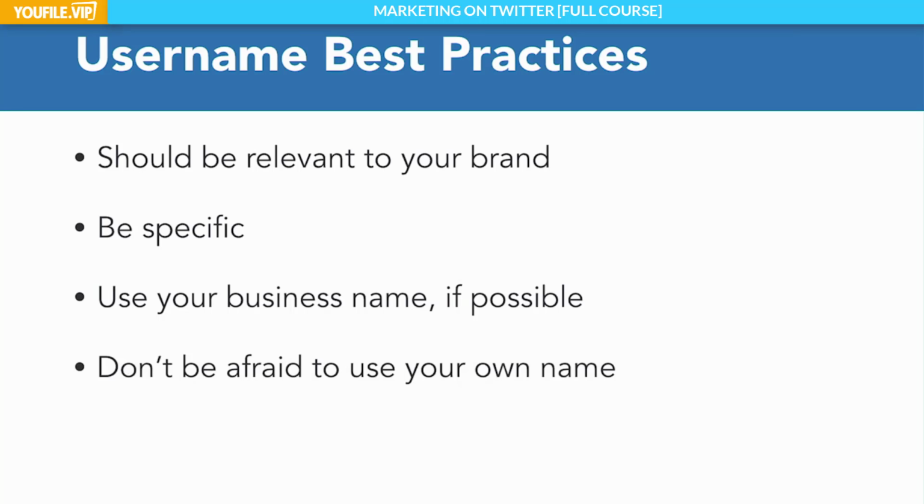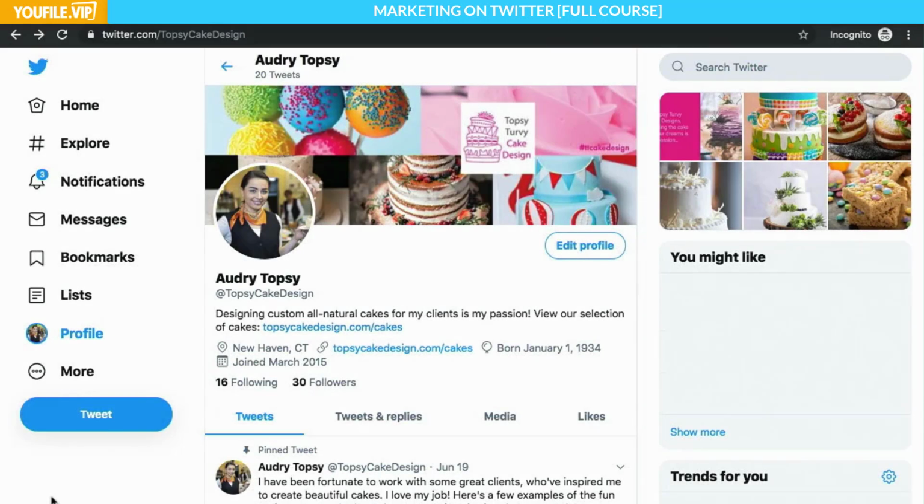Before we get too far into talking about the names, I want to show you an example of how this might look in choosing a username for your brand. Right now, I'm on the Topsy Turvy Cake Design Twitter profile. What you'll notice is that Twitter displays this profile name and username. Up at the top, below the profile picture, it says Audrey Topsy. That's the name of the account. Below that, denoted by the @ symbol, is the Twitter username or handle. Here we see it is @TopsyCakeDesign.